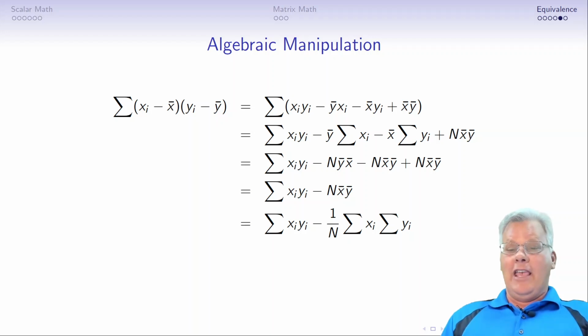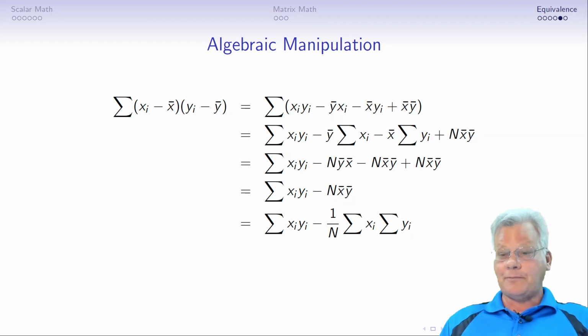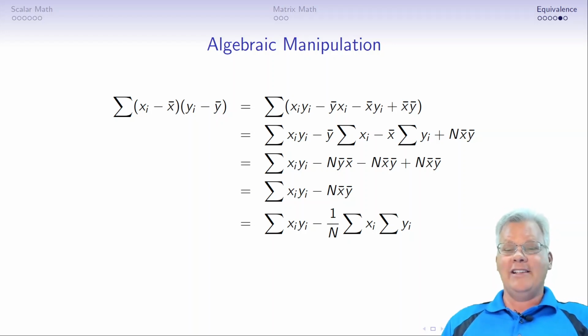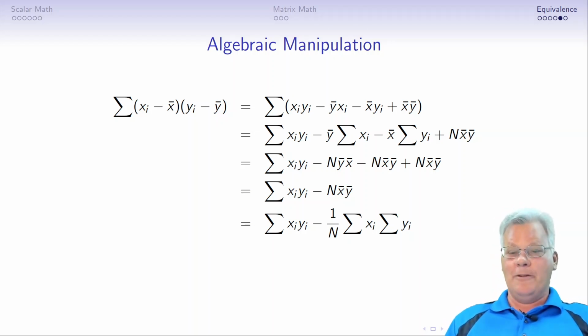And finally, I know this one seems a little bit odd, but I'm going to do it to match the numerators that we developed through matrix algebra. What I'm basically doing is redefining x bar as 1 over n times the sum of xi, y bar as 1 over n times the sum of the yi's, and I get this final expression.